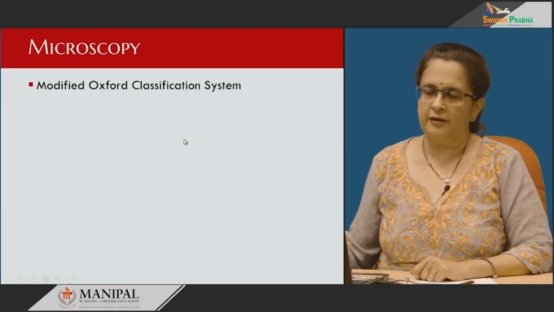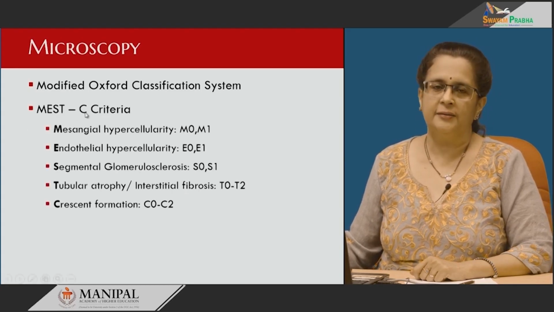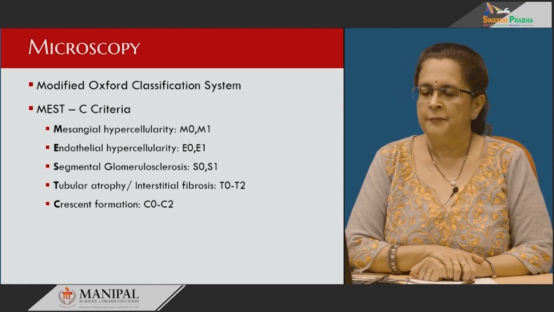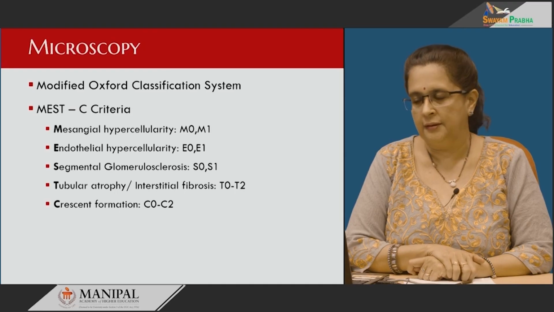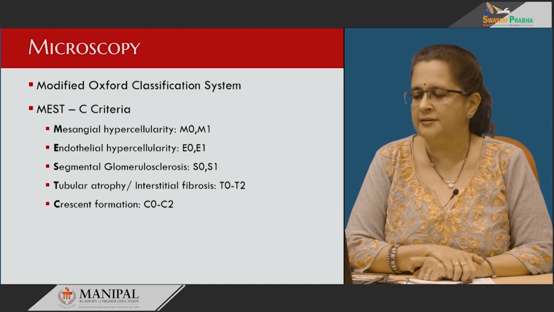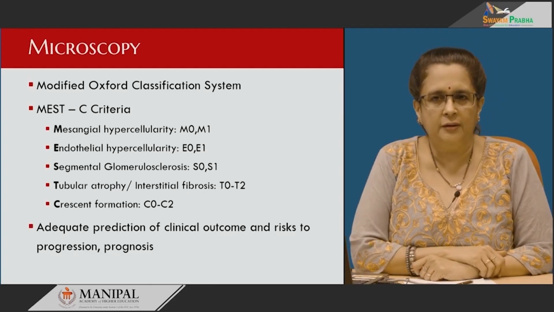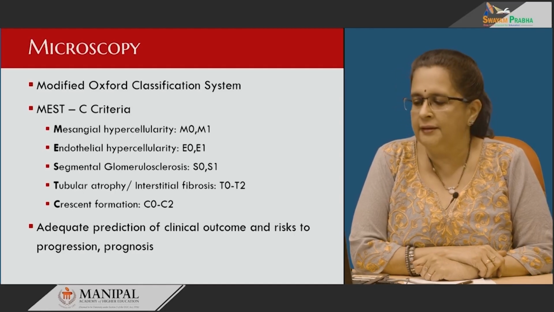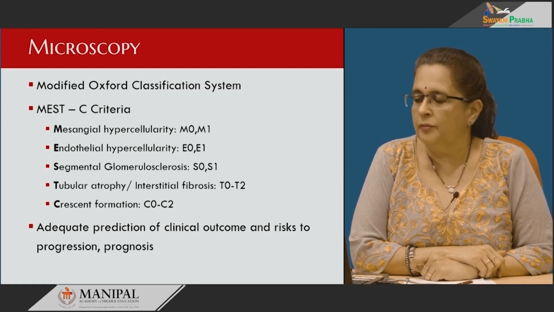Now, we use the modified Oxford classification system to prognosticate such patients, and this is the MEST-C criteria is what is followed right now. Earlier different classification systems were there, which gave rise to a lot of confusion on the clinical aspect of these patients of IgA nephropathy. So, now universally MEST-C has been recognized as an important classification system. Adequate prediction of clinical outcome and risk of progression as well as prognosis is depicted with this MEST-C criteria, especially, as of now they say the T aspect is more indicative.